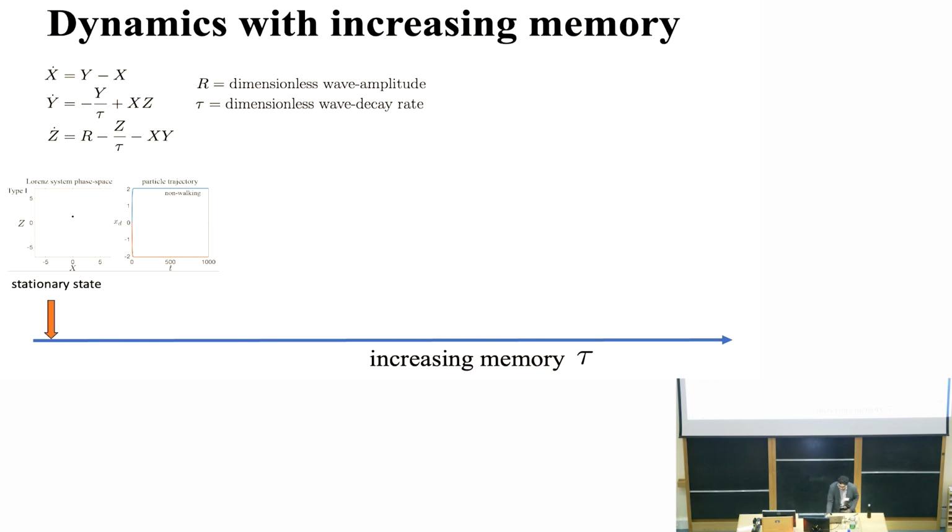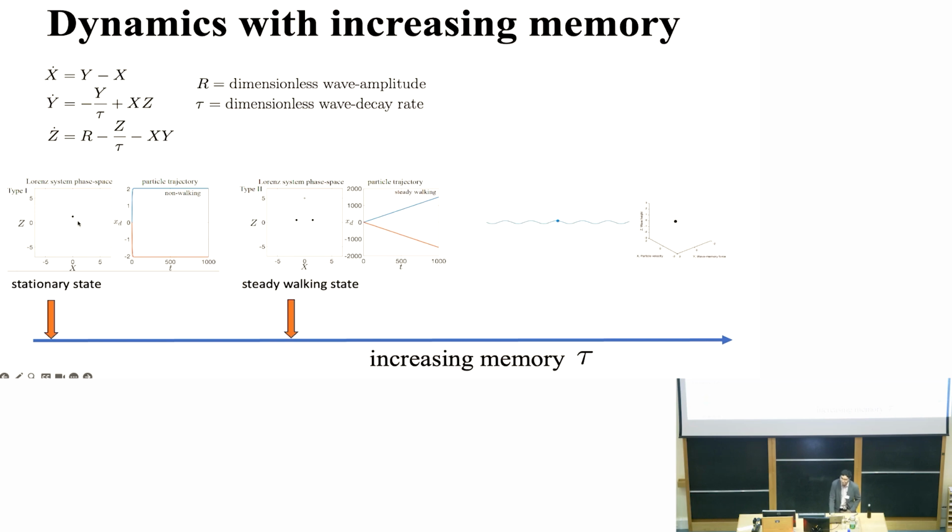Now, as I keep on increasing the memory, you get bifurcations in the Lorenz system. So these are the transitions between these stable states. And it turns out that the stationary state, which was stable before, becomes unstable. So it's now gray here. And you get a pair of new stable points in the system, right? One at a positive value of X and the other at a negative value of X, right?